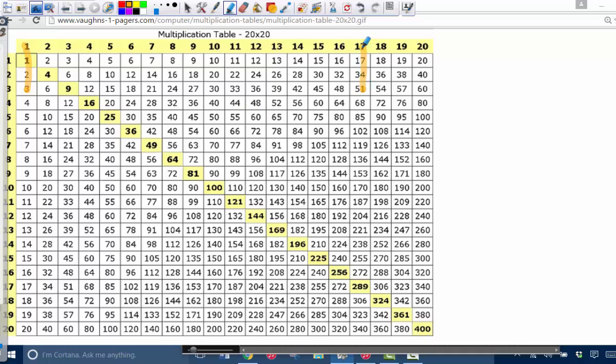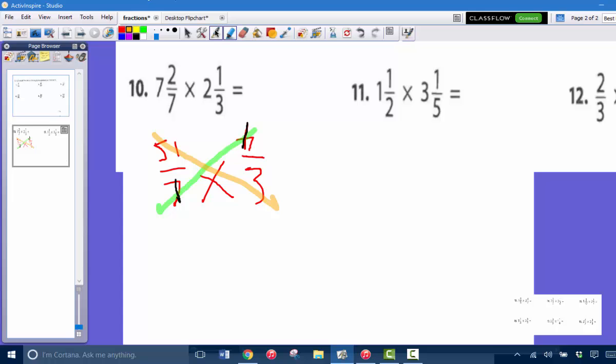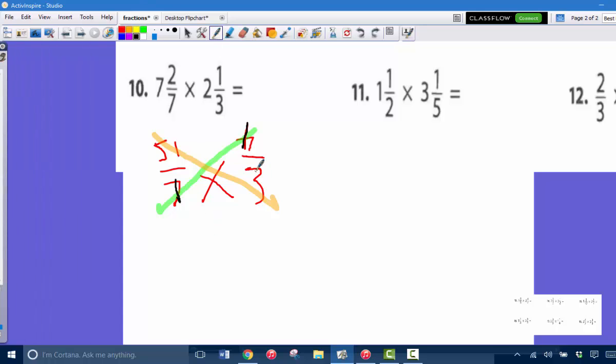I have a 1. I have a 17. So 3 and 51 is really going to be a 1. Because 3 will go into the 3 1 time. 3 will go into 51 17 times. So 1 17th. So I'm going to take that answer and bring it back over here. 1, 17. Now I can simply multiply straight across.